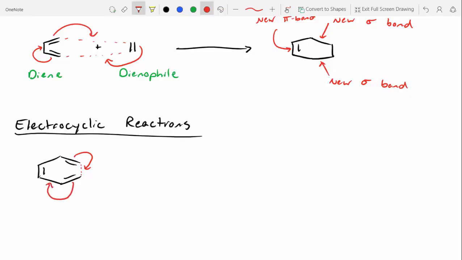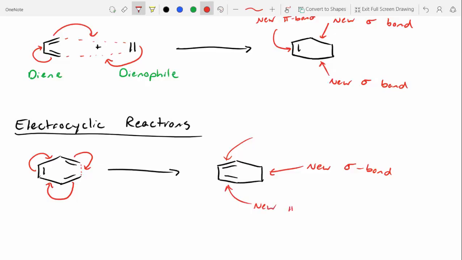So this pi bond will hop over here, this pi bond will hop over here, and we've got the cyclic flow of electrons. This can only happen with conjugated systems, right? Because we have to have overlapping p orbitals in order for this sort of arrow pushing to occur. When we do these reactions, again, we've got a new cyclic system. We've got a new sigma bond. And we've got a new pi bond here and a new pi bond here.